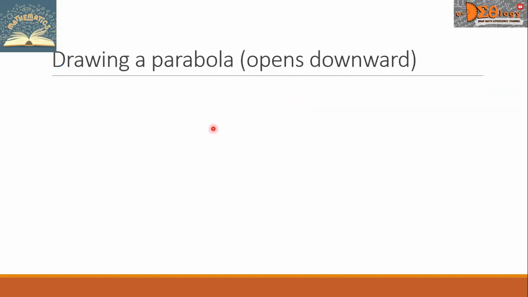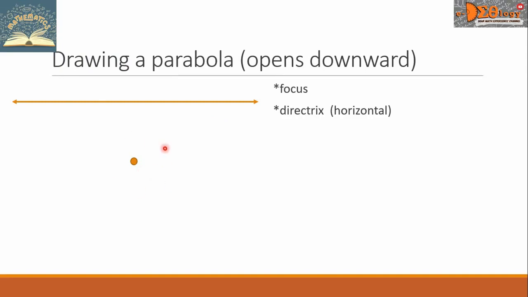Let us now draw a parabola that opens downward. Here we have a line and a point. The point is called the focus, and the line, which is horizontal, is the directrix. In here, we put the line above the point.